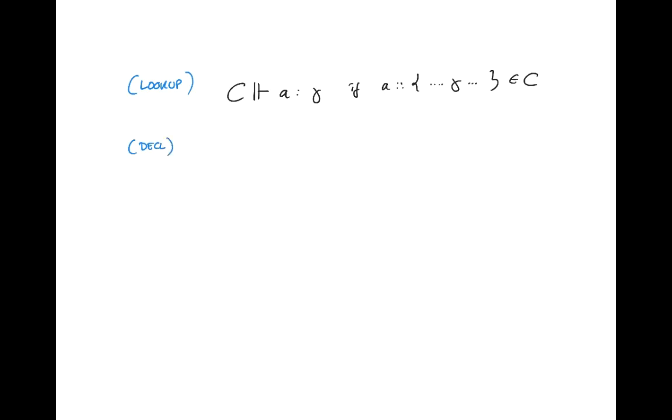There's also another important rule which talks about instance declarations. If we know that the type class environment entails that we have type class information C prime, and if we have an instance declaration that says that if the instance declarations in C prime are true, then T has type class gamma, then we know that T has type class gamma.